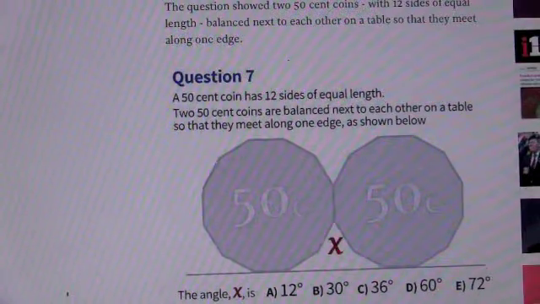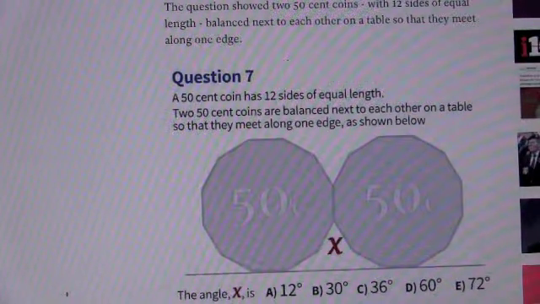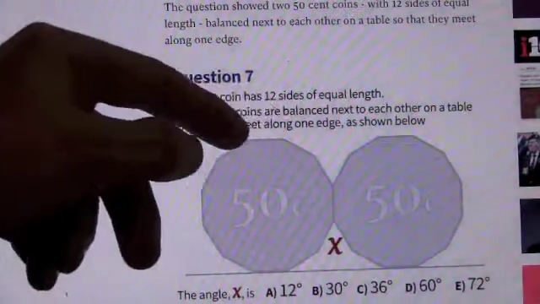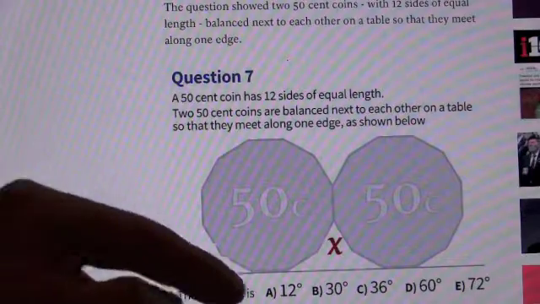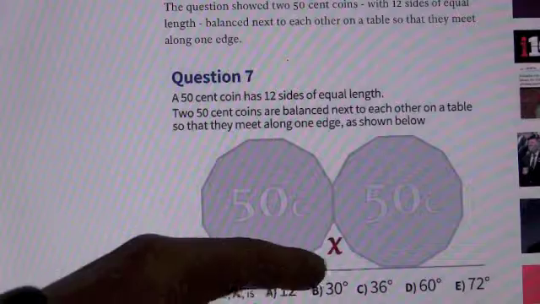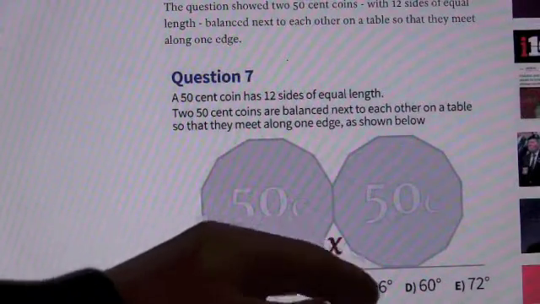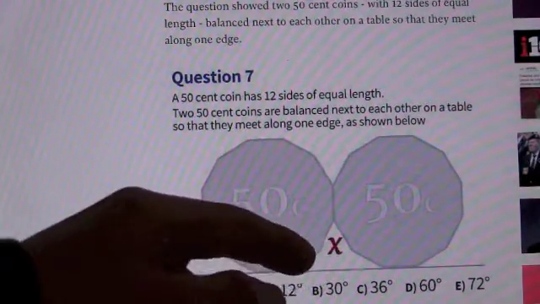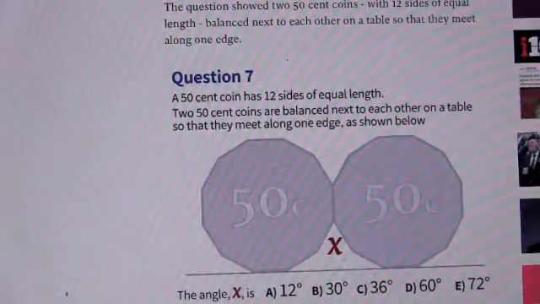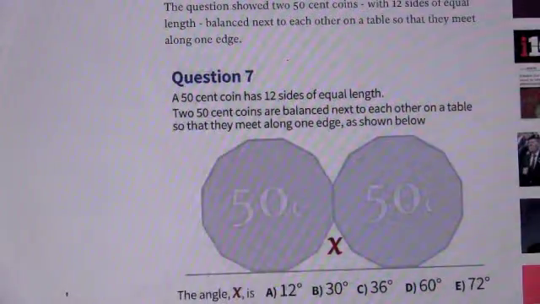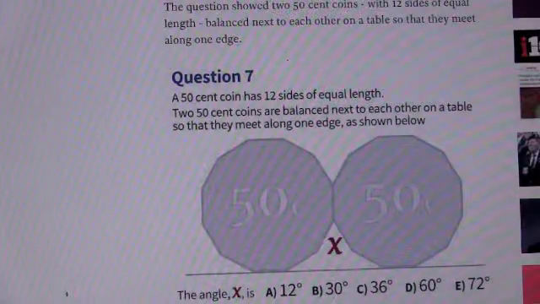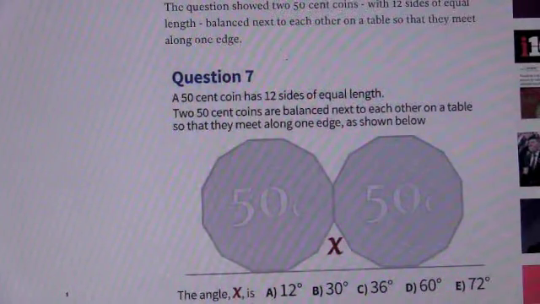Well, maybe if you looked at a triangle, if you put another one of the 50-cent coins touching this one, it would look like there's a triangle in the middle with X. It's a regular triangle because all these sides are the same. That would lead me to believe that it was 60, since the angles in a triangle add up to 180.